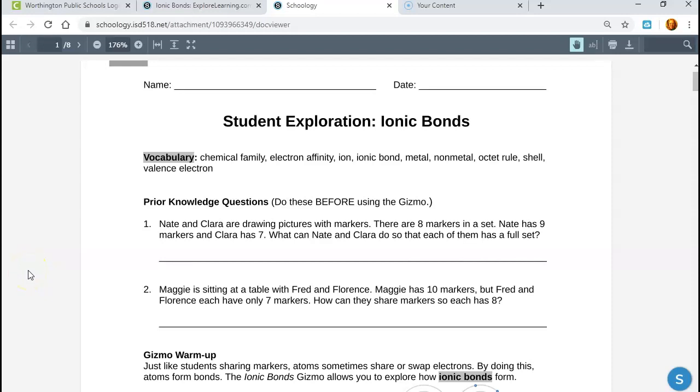Hey students, this is Miss Wendt, and I want to give you a little intro to get started with your Gizmo called Ionic Bonds.